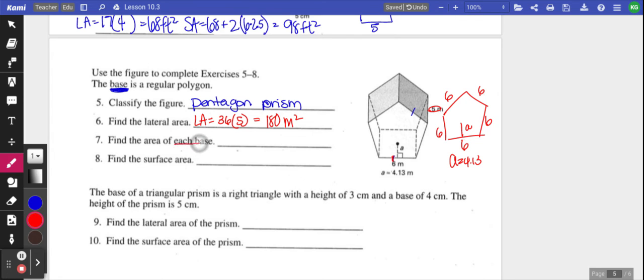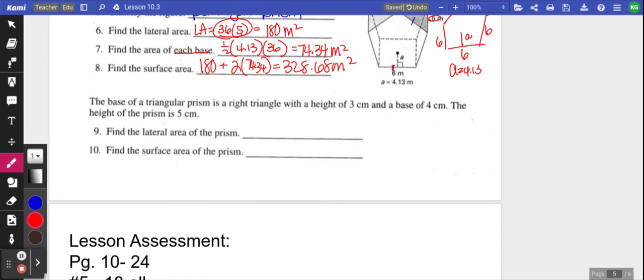Next, find the area of each base. So we have to go back to our polygon formula, which is half the apothem times the perimeter, which we already figured out was 36, and half times 4.13 times 36, 74.34. Then for the surface area, I'm going to need 2 of those plus the 180. So I have 180 plus 2 of the bases, which are 74.34, for a total of 328.68 meters squared.